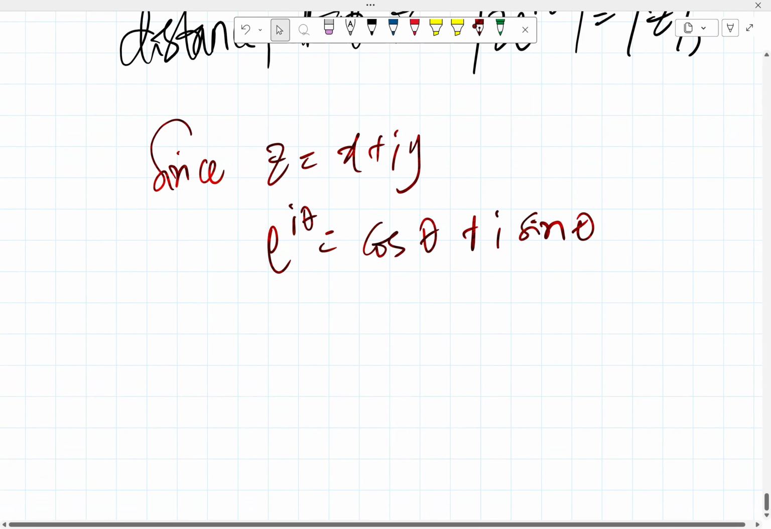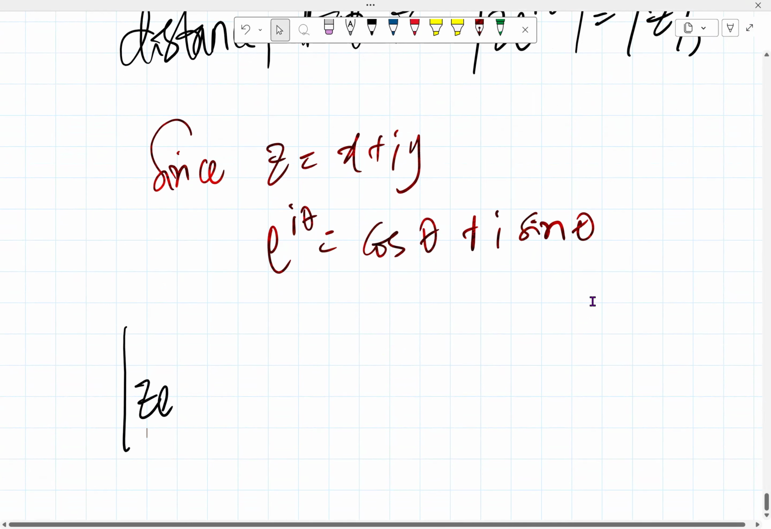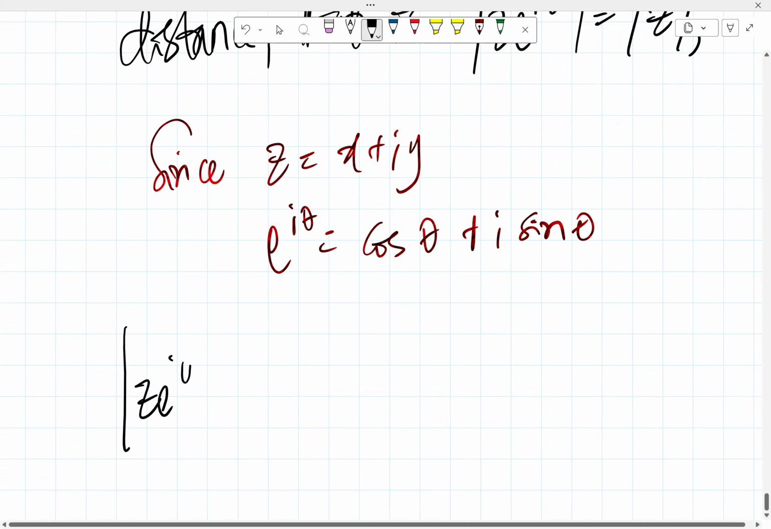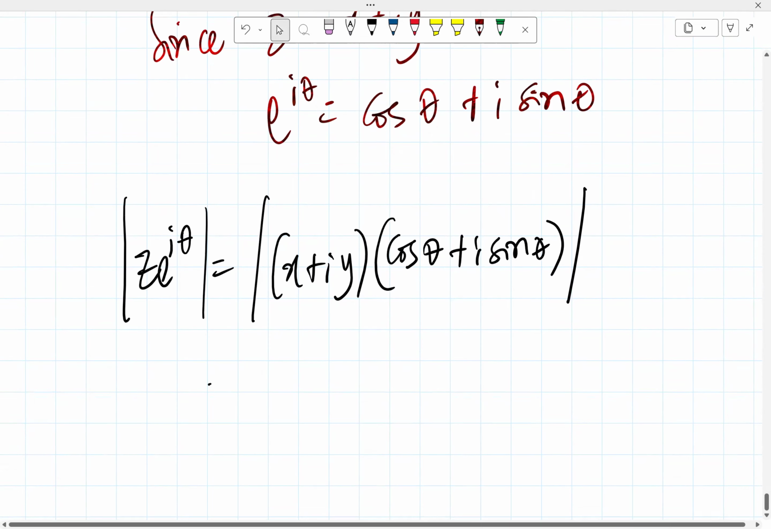Then we can say that the absolute value of z e raised to the power i theta. Let me check again: z e raised to the power i theta, correct. So z e raised to the power i theta is equal to the absolute value of (x plus iy) times e raised to the power i theta, that's cos theta plus i sine theta, like this. So that means we can expand.